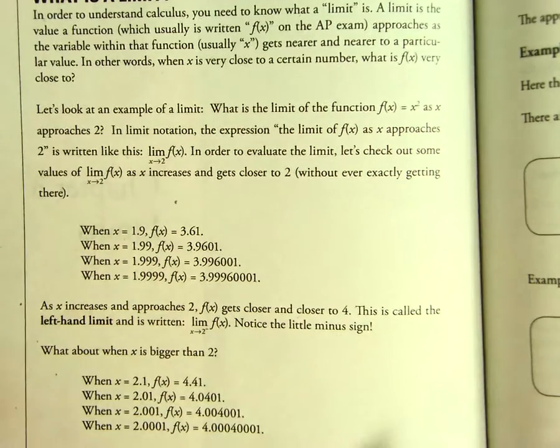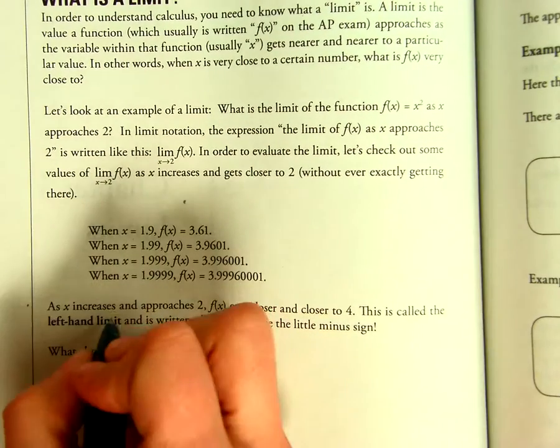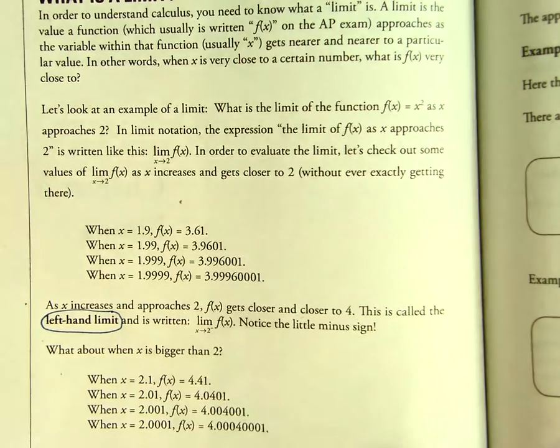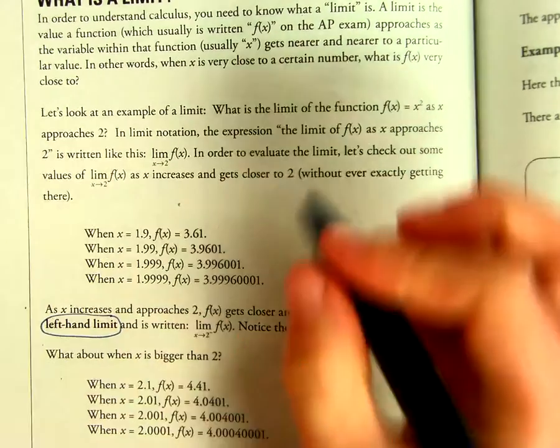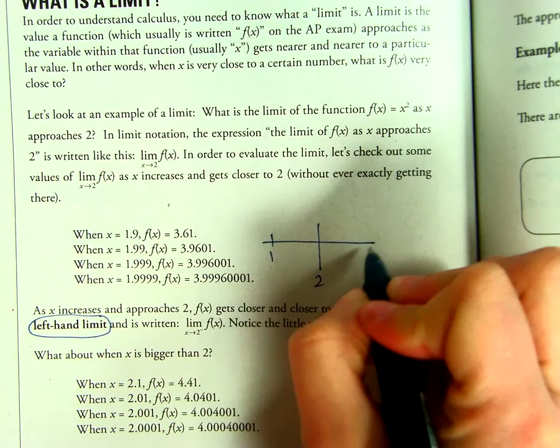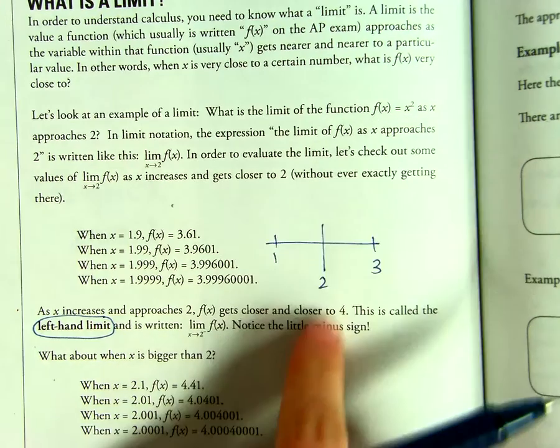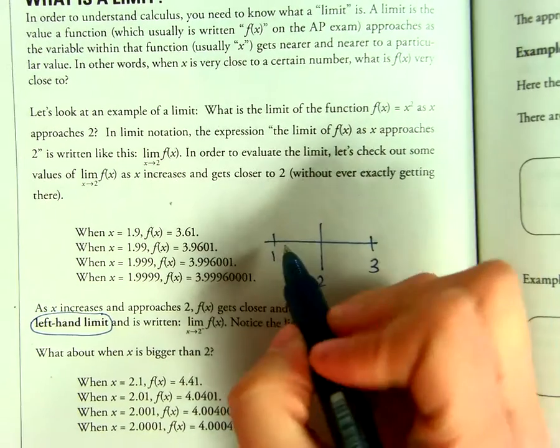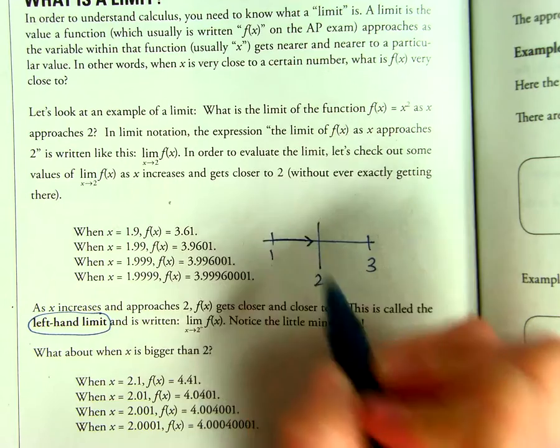So that's considered the left-hand limit, because if we look at a number line, we've got 1, 2, 3. I'm emphasizing the 2 because that's where our limit is approaching. We're getting closer and closer to 2 from this side. That's from the left side.